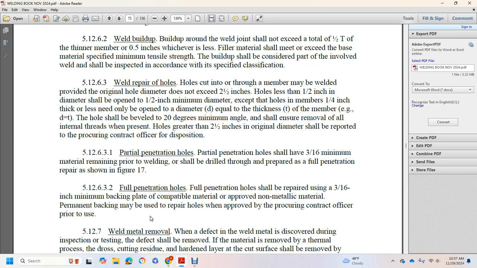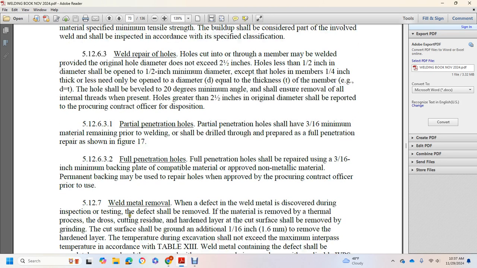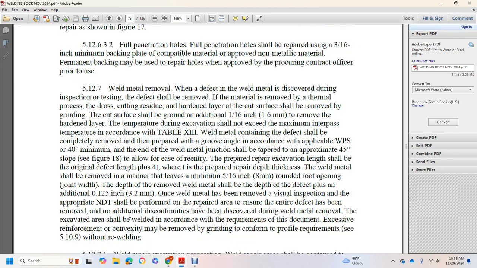Full penetration holes. Full penetration holes are repaired using a 3/16 minimum backing plate of compatible material. Approved non-metallic material with a permanent backing may be used for the repair of holes when approved by the procuring contract office prior to use. Welding material removal.